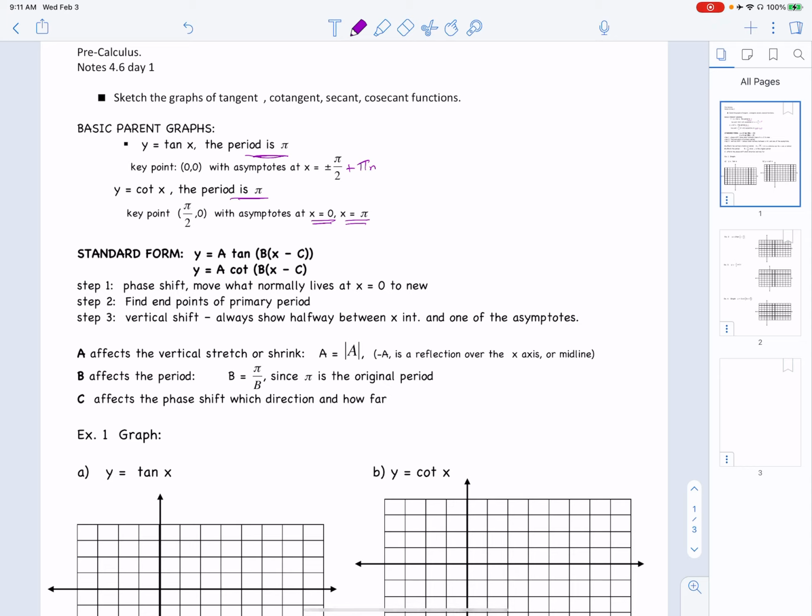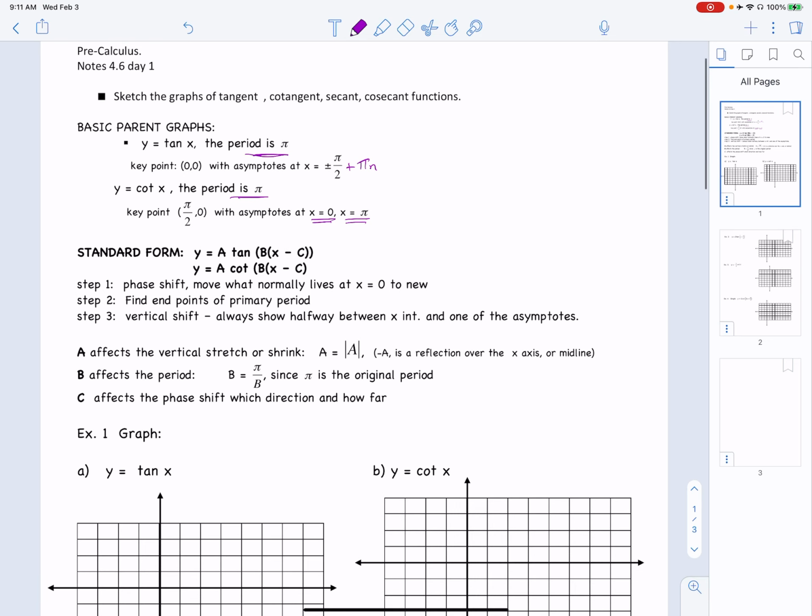So we do this with a variable. We say n, where n is an integer. And that gives me the equations of all my asymptotes. So you take whatever the period is times n and add that to one of the asymptotes.